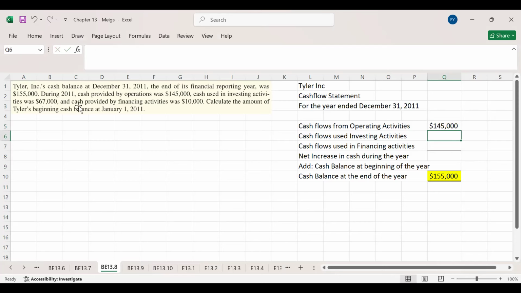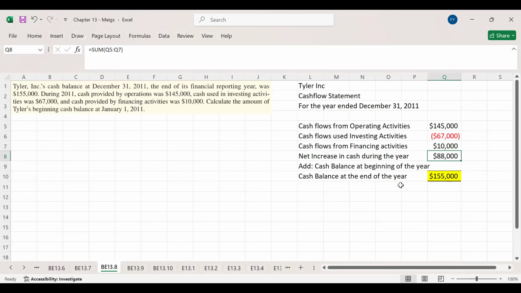And then cash used in investing activities, which is 67. As it is used by the activity, so it is minus $67,000. And then cash provided by the financing activities. So provided means here cash flows from financing activities. So it is inflow, which is actually $10,000, and it is given in the problem. So when we add all these three, we get cash increase or decrease during the year, which is 88,000.